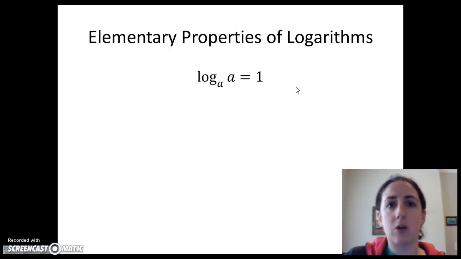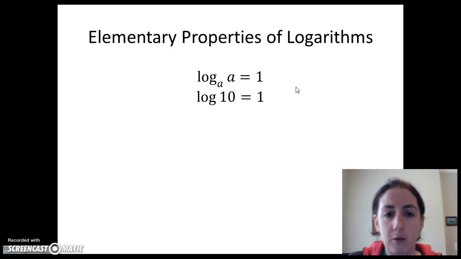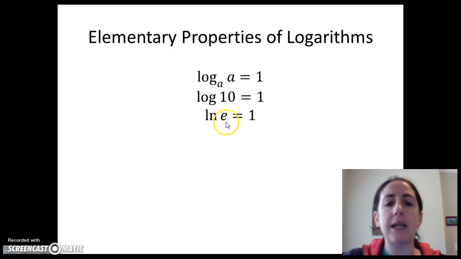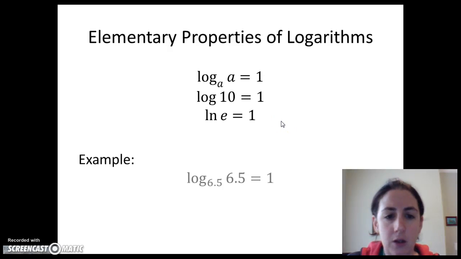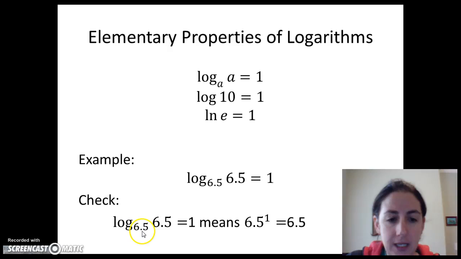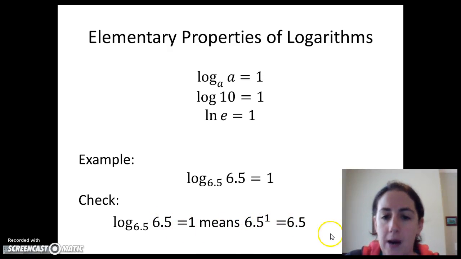Now, again, to show you for the two special logarithms, remember this base right here is 10, so the numbers would match, so the log of 10 is equal to 1. And the natural log of e, remember natural log is base e, natural log of e is 1. So, for example, log base 6.5 of 6.5 is equal to 1. Well, why? Let's do a check. Log base 6.5 of 6.5 equals 1 means this base raised to this power equals this result. And 6.5 to the 1, anything to the 1 power is itself.